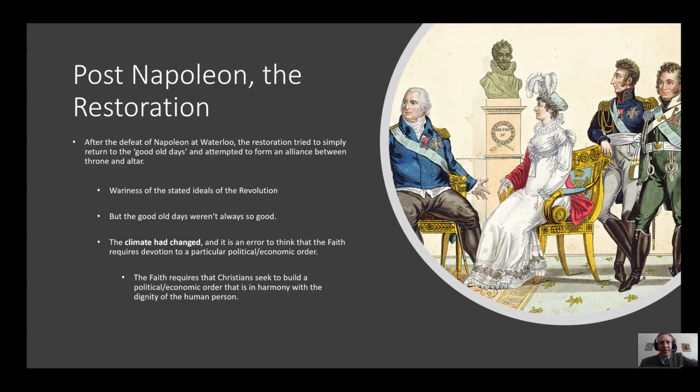Note that the faith requires that Christians seek to build a political or economic order that's in harmony with the dignity of the person, which respects religious freedom and all these kinds of things. But it does not necessarily have to be either a monarchy or even a democracy or a democratic republic like we're supposed to have in this country. It could be all kinds of different setups, but it should respect the dignity of the human person. And to automatically assume, as a lot of Catholics did, that being a good Catholic meant supporting the old monarchs was a tricky thing because their time was ending.